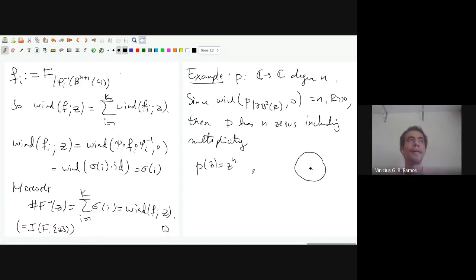So what does it mean? How do you count the number of zeros? You actually have to perturb a little bit. So when you perturb your polynomial a little bit, say minus epsilon, now you're going to have n roots. Okay, so that's what it means for 0 to have multiplicity n. Okay, any questions about this?